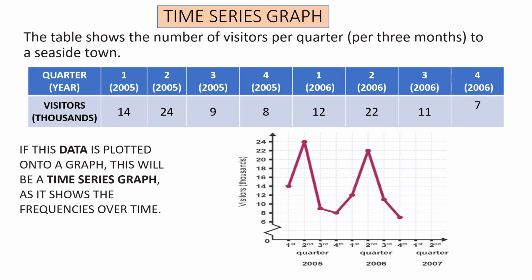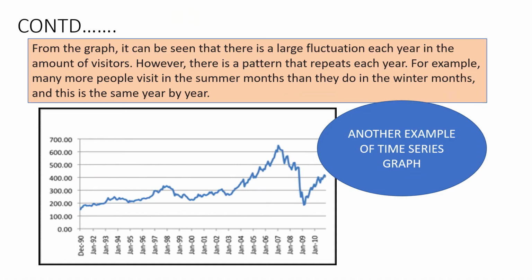All right, moving ahead. From the graph, it can be seen that there is a large fluctuation each year in the amount of visitors. However, there is a pattern that repeats each year. For example, many more people visit in the summer months than they do in the winter ones, and this is the same year by year. Another example of a time series graph is also represented by the same. This is also an example of a time series graph where we are taking a time period as its x-axis base.